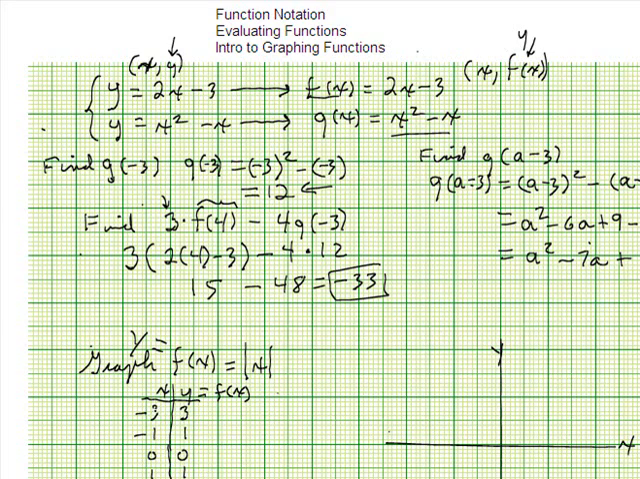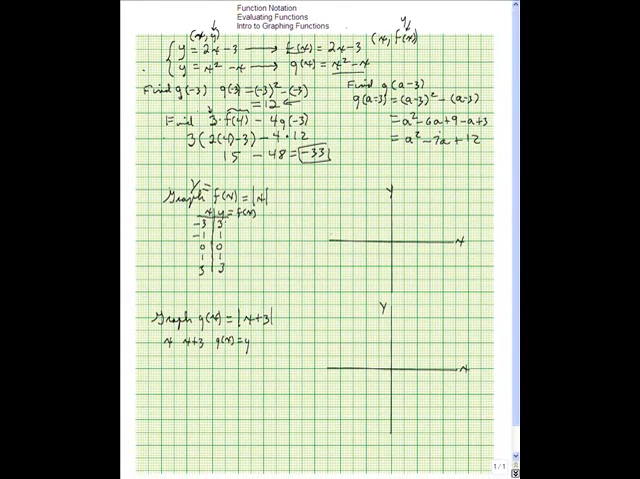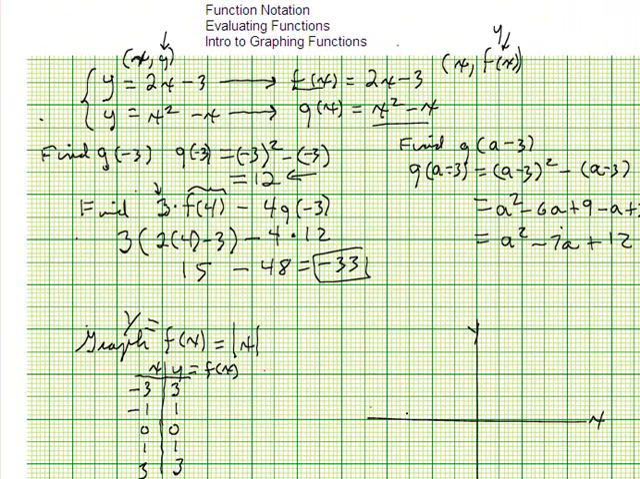Negative 3, 3 means 3 to the left, 3 up. Negative 1, 1 means 1 to the left, 1 up. 0, 0, of course, is the origin. 1, 1 is 1 to the right, 1 up. And 3, 3 is 3 to the right, 3 up. And there's your graph, kind of a V-shape graph. That's the graph of y as the absolute value of x.